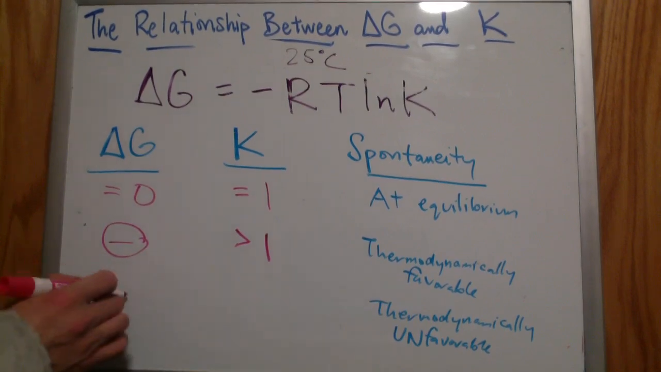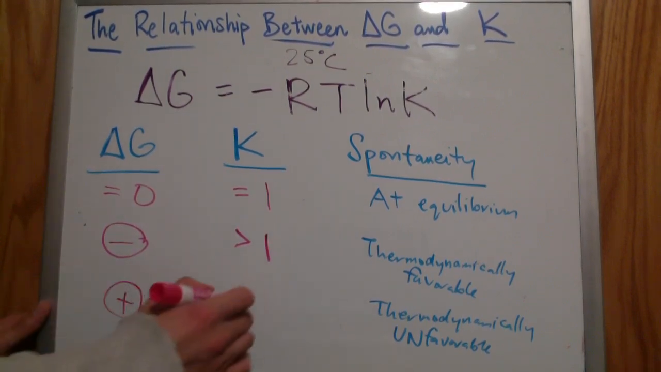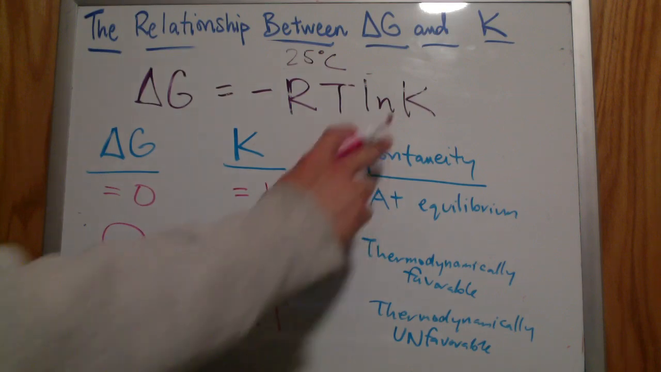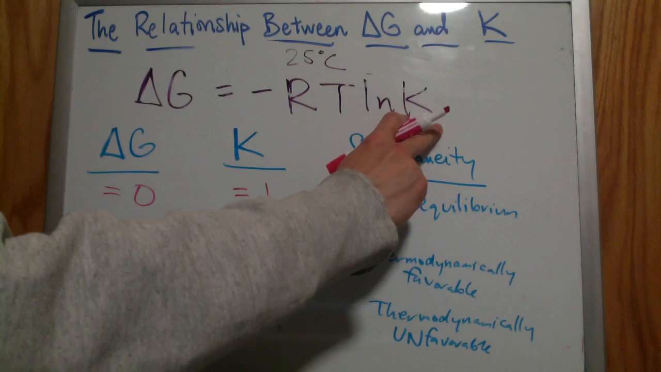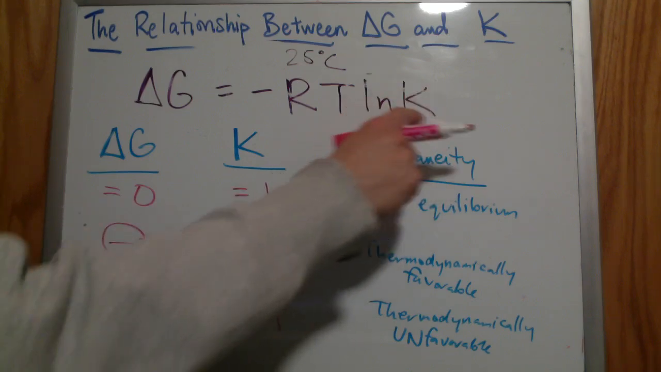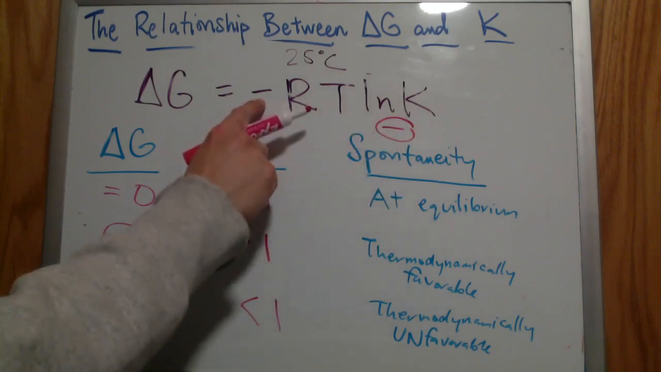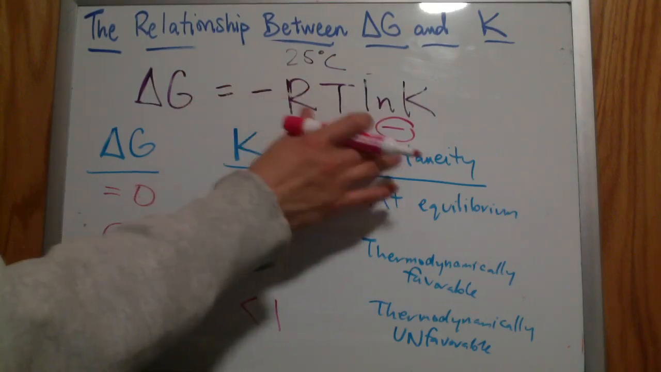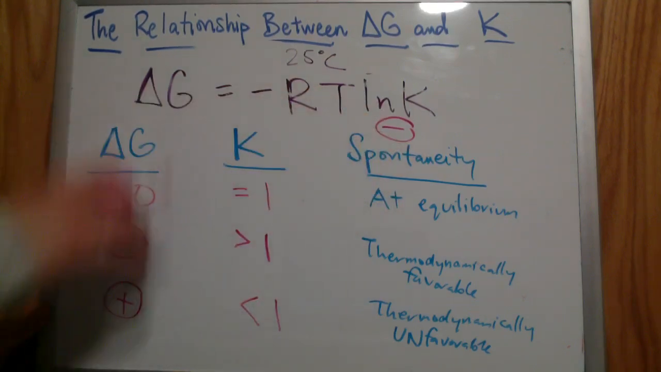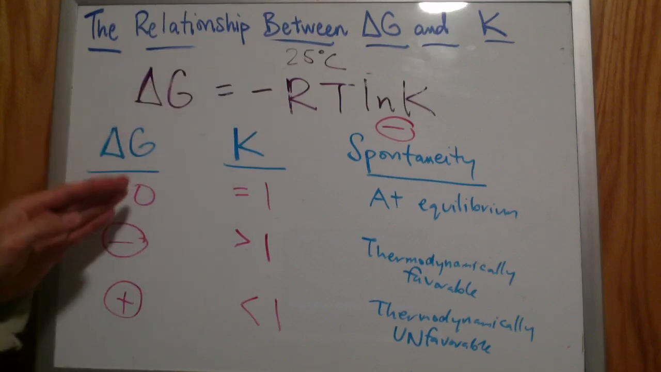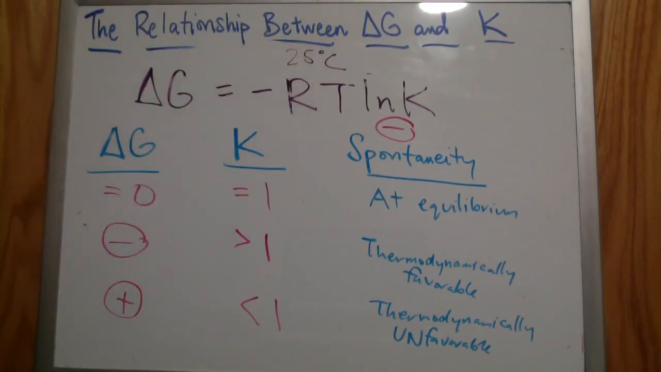And then on the flip side, if delta G is positive, then the K value would be less than 1 because reactants would be favored. And if we took the natural log of a number that's less than 1, we will get a negative number. And so this negative number for ln of K times a negative number for negative RT, with the sign here, negative times a negative will get us a positive for delta G. So from the equation, we can figure out the relationship between free energy and K.